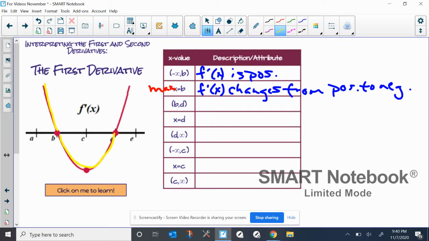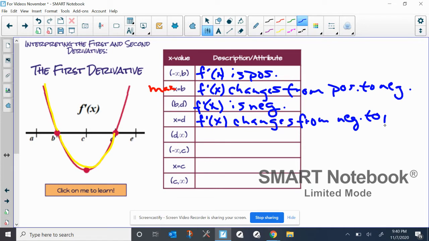From b to d, let's look at this. From b to d, my f prime of x is negative. And if you flip back on the previous slide at the original function, you'll see that f of x was decreasing. At x equals d, my f prime is changing again, but this time my f prime of x changes from negative to positive, which is a relative min. So this one goes with a min, and that is the justification for a min.